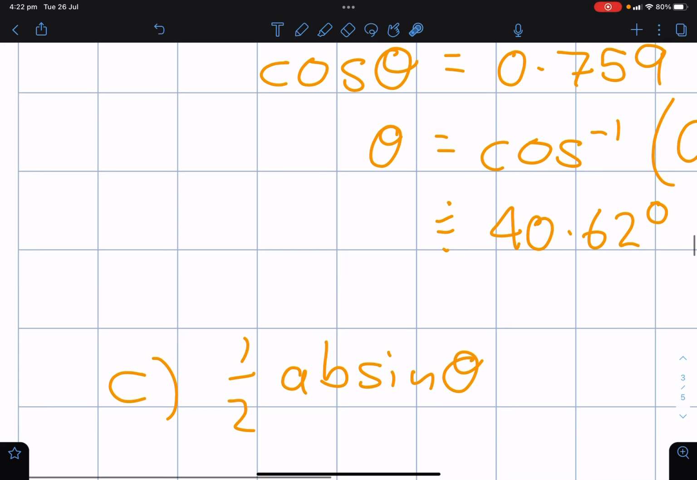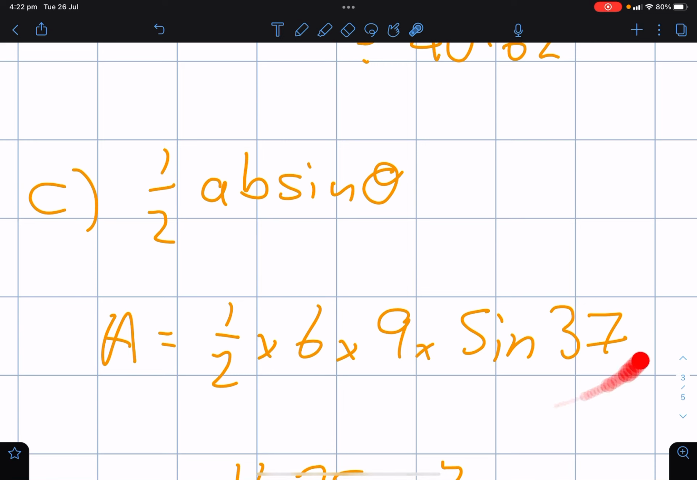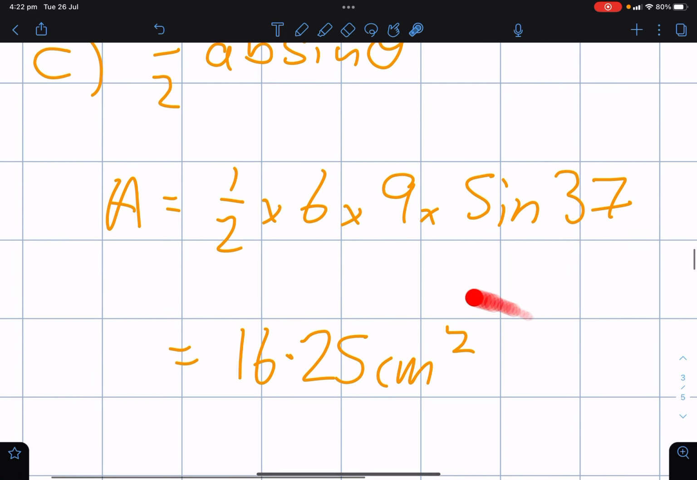Part C was find the area, so half ab sine theta. Doesn't matter what angle we use as long as we have the sides that make up that angle. So I've actually used all my whole numbers because it's super nice. Area equals half times 6 times 9 times sine of 37. Throw that all into your calculator and you find the area is 16.25 centimeters squared.